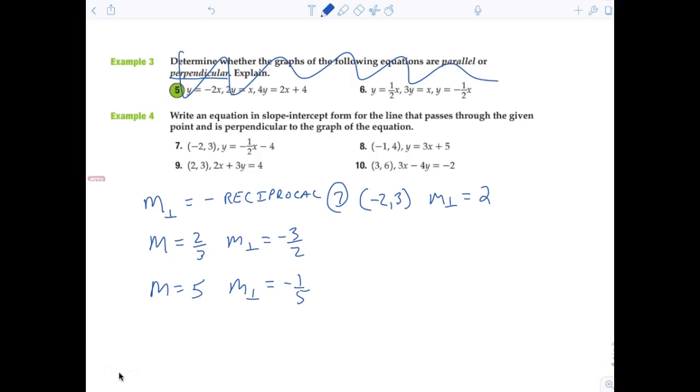So now what I want you to do is go to your calculator, and eliminate y1, clear that out, type in the new y1, which is negative 1/2 x minus 4, and then stat edit and put in the new point. Stat edit and put in the new point.